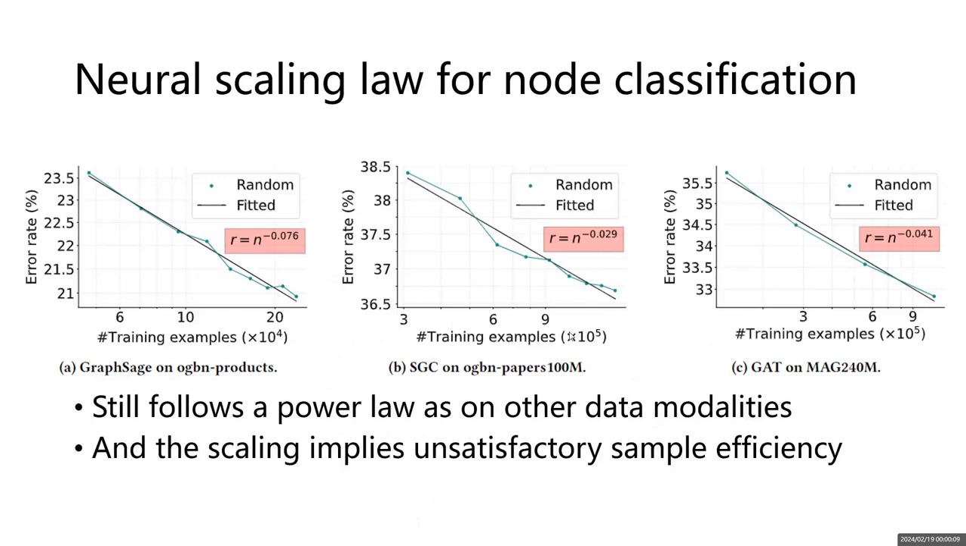In our paper, we first try to answer the question whether GNN also follows a power law scaling in typical node classification tasks. According to this figure, our answer is yes. Such results motivate us to explore data pruning methods to improve the sample efficiency of training graph neural networks for node classification.